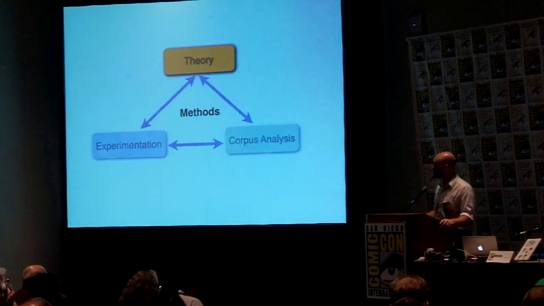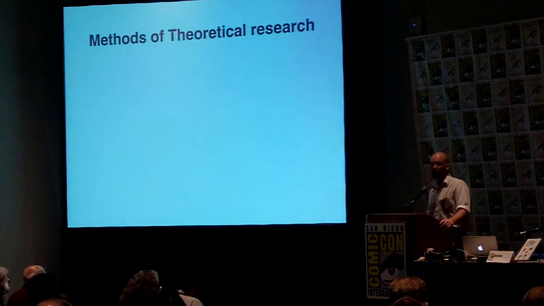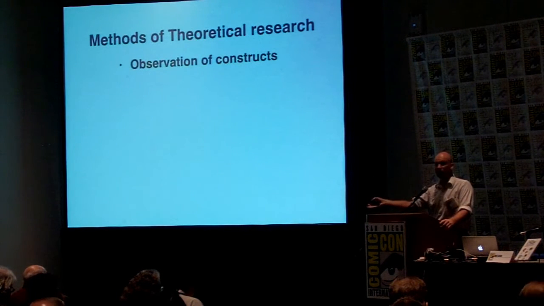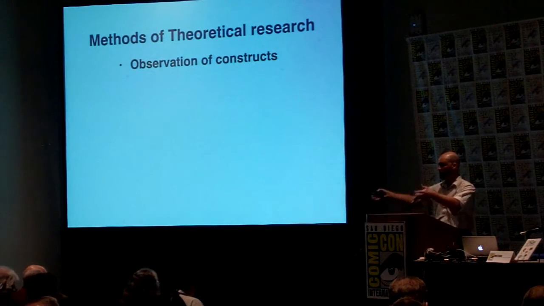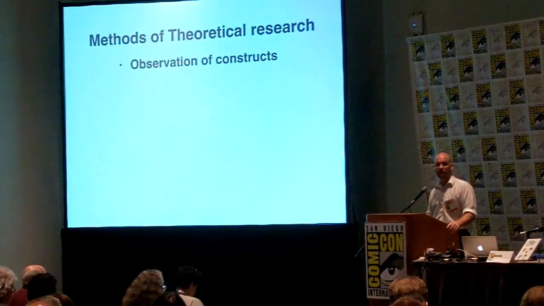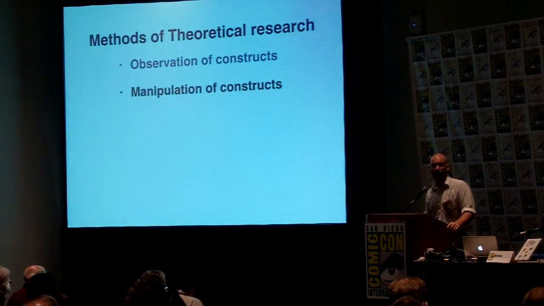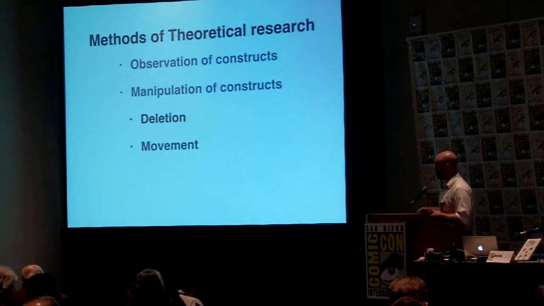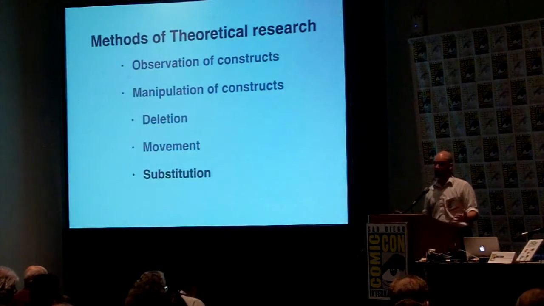Okay, so we're going to start off with some theory. So theoretical research usually follows a research method like this. You make some observation of constructs that happen, in this case comics, in the visual language of comics. Hey, there's this thing, okay? Now you want to know how that thing operates. So you manipulate that construct. And the way that you might manipulate that construct is maybe by deleting things related to it, or moving things around, or substituting something for another thing. So we're going to give some examples of this right now.